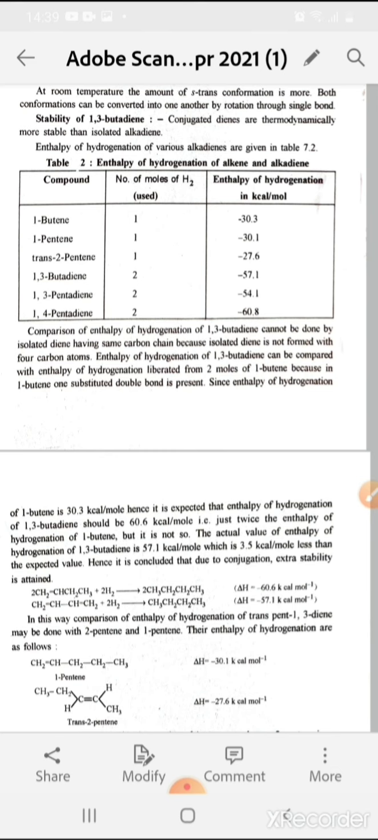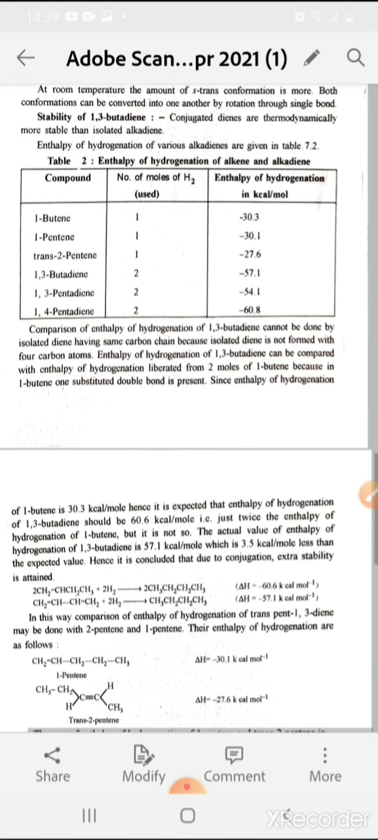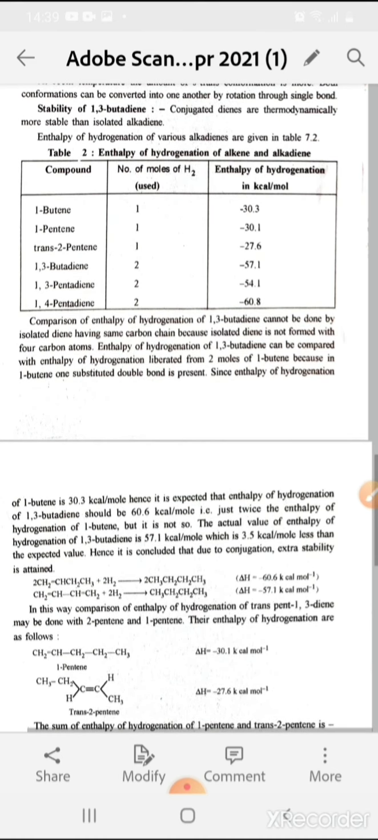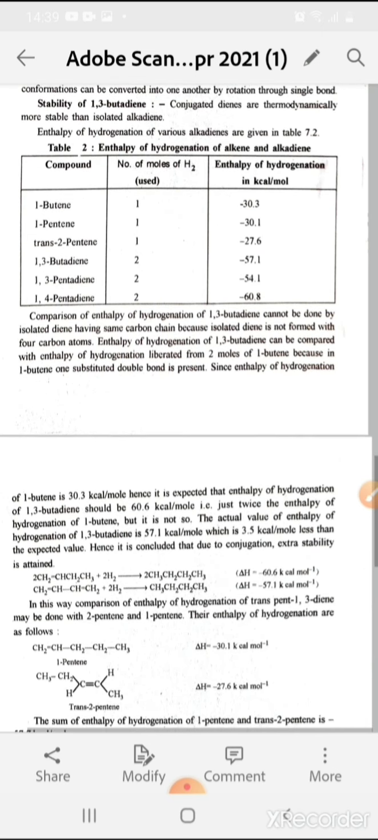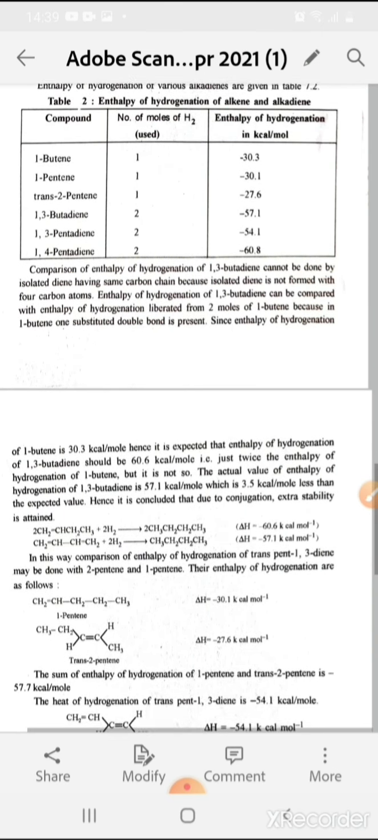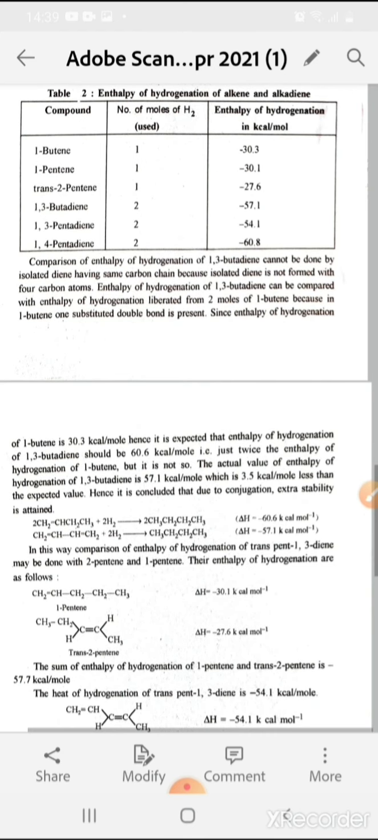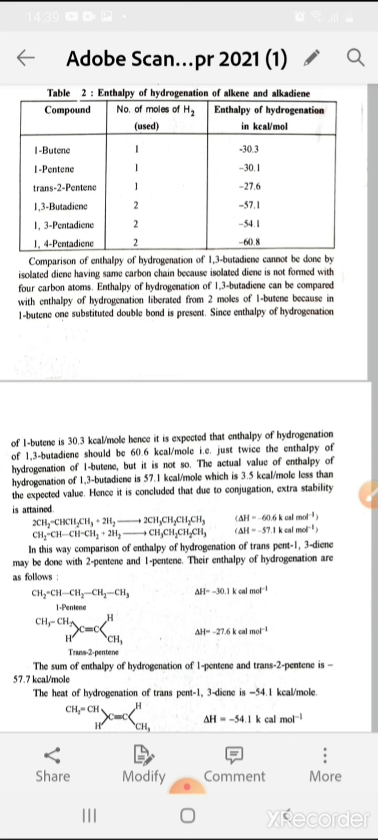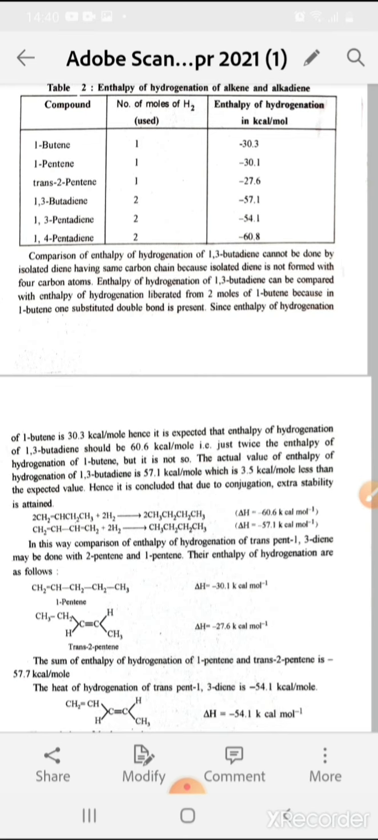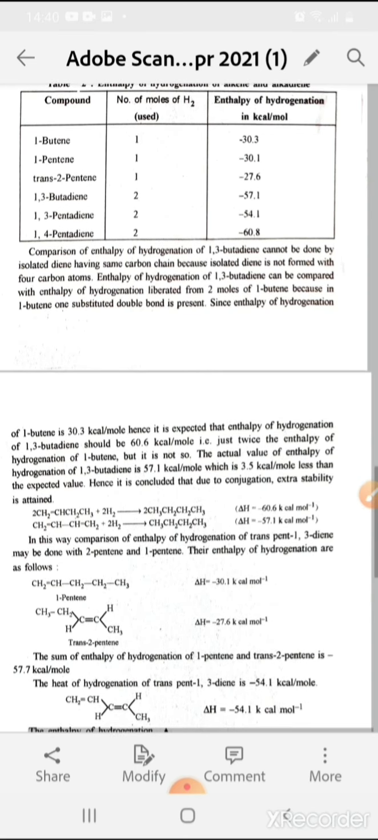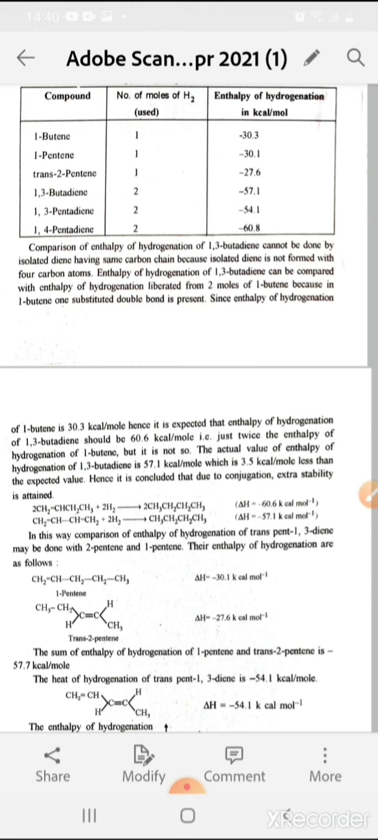In 1,3-butadiene, the number of moles of hydrogen to be used is 2 and the enthalpy of hydrogenation is minus 57.1. In 1,3-pentadiene, the number of moles of hydrogen to be used is 2 and the enthalpy of hydrogenation in kilocalorie per mole is minus 54.1. In 1,4-pentadiene, the number of moles of hydrogen to be used is 2 and the enthalpy of hydrogenation in kilocalorie per mole is minus 60.8. So comparison of the enthalpy of hydrogenation of 1,3-butadiene cannot be done with an isolated diene having the same carbon chain, because an isolated diene is not formed with 4 carbon atoms.